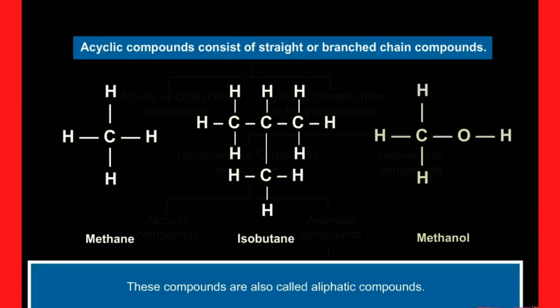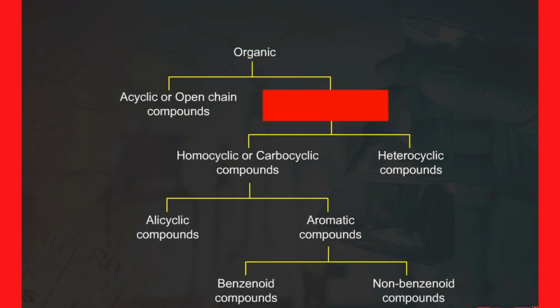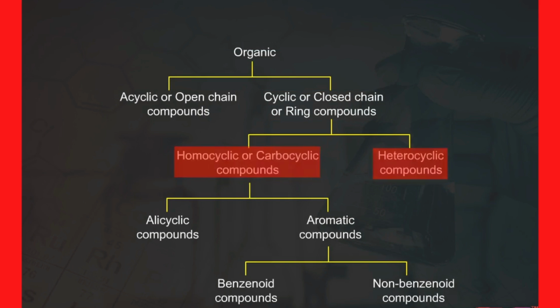Acyclic compounds consist of straight or branched chain compounds. For example, methane, isobutane, methanol, etc. These compounds are also called aliphatic compounds. Cyclic compounds are further classified as homocyclic compounds and heterocyclic compounds.